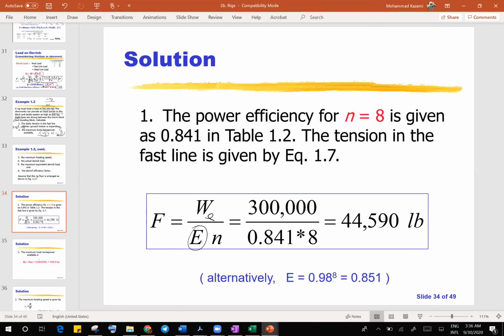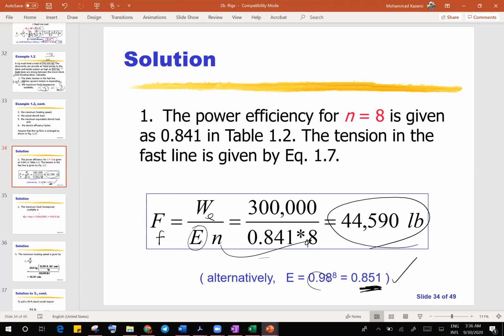Or if you had access to the table, you would do that. Actually, you would get 851, which is okay, this number to use. That's fine. It's a bit different because the tables in the book are not exactly calculated based on 98% sheave efficiency. Anyway, so number of lines, 8. So you calculate the force on the fast line. Make sense? So next part is, any questions? This for part 1?